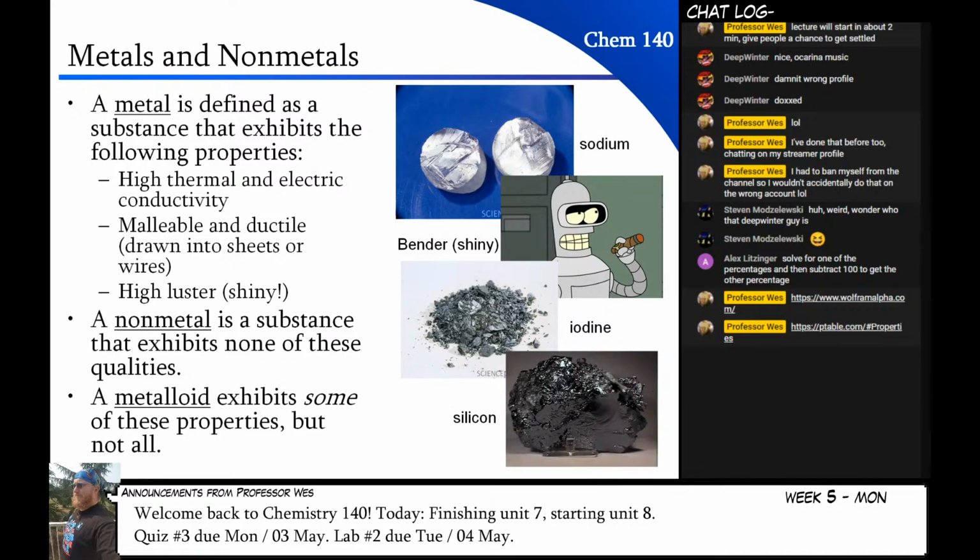Things that are metalloid are somewhere in between. Silicon, for example, is a semiconductor. It does not conduct electricity as effectively as, say, iron or copper, but we don't want it to. And that's good. However, it is not as much of an insulator as, say, iodine or carbon or oxygen or anything like that.